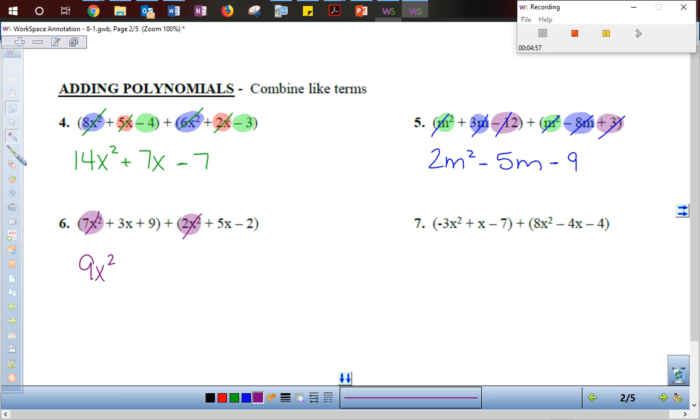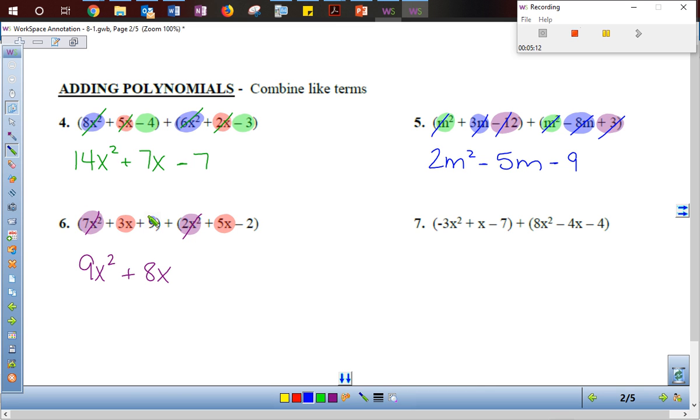Then cross them out. Next, I have a 3x. So to add it to anything, it has to have an x to the first. So 3x plus 5x gives me 8x. Then I see that I have a constant of 9. Here I have a constant of negative 2, and I can add those together and get a positive 7. Next, what I'd like you to do is pause the video and try number 7 on your own.